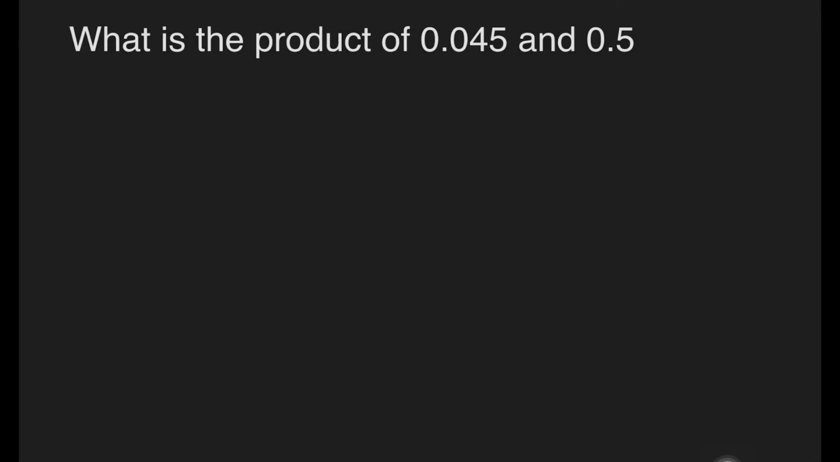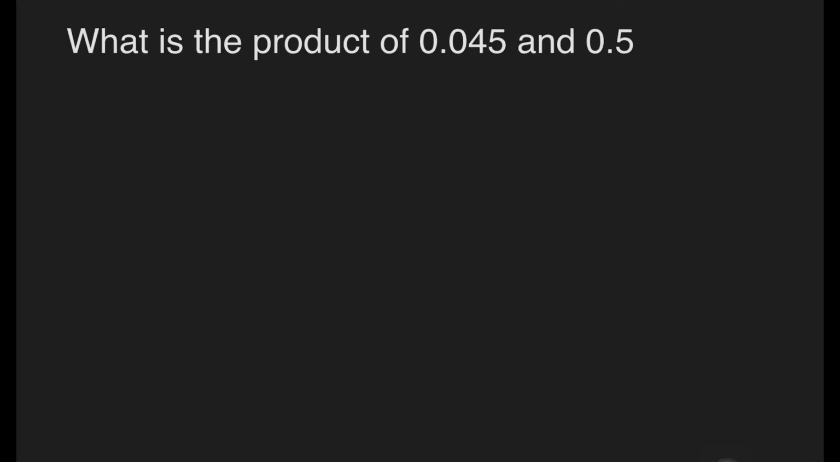We'll have another example. What is the product of 45 thousandths and 5 tenths? Now, let us multiply 45 thousandths and 5 tenths.